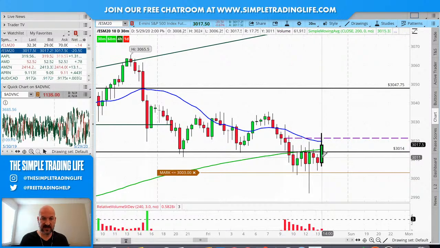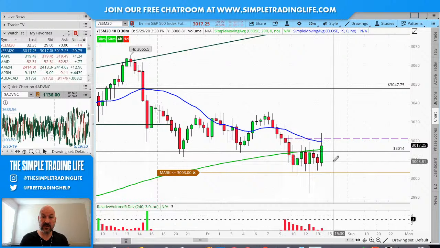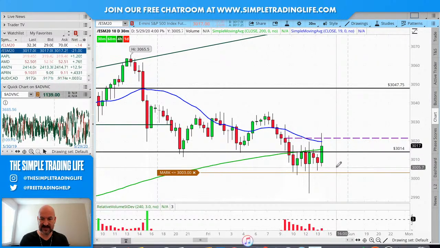So let me see here. So the high was 30.24. The low of this candle was 30.25. So about an $18 pop to the upside. And now we are at 30.17. Just slowly pulling back.